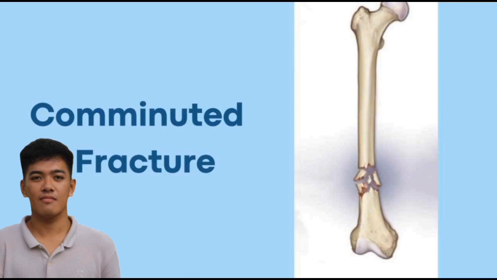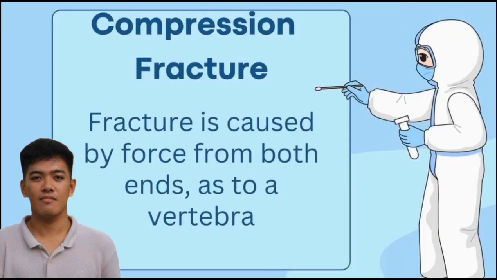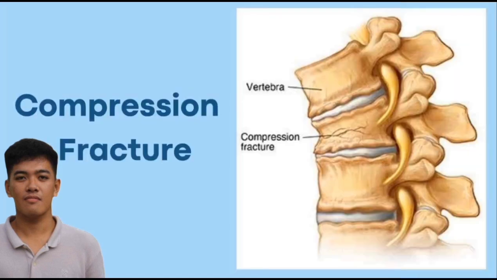in the affected area. The next one is the compression fracture, a fracture that's caused by a force from both ends. A compression fracture is a specific type of bone fracture that occurs when a bone, typically one of the vertebrae in the spine, collapses or becomes compressed due to a compressive force applied to it. Compression fractures often affect the vertebrae, which are the bones that make up the spinal column. They can occur in any region of the spine such as the cervical, thoracic, or the lumbar spine.